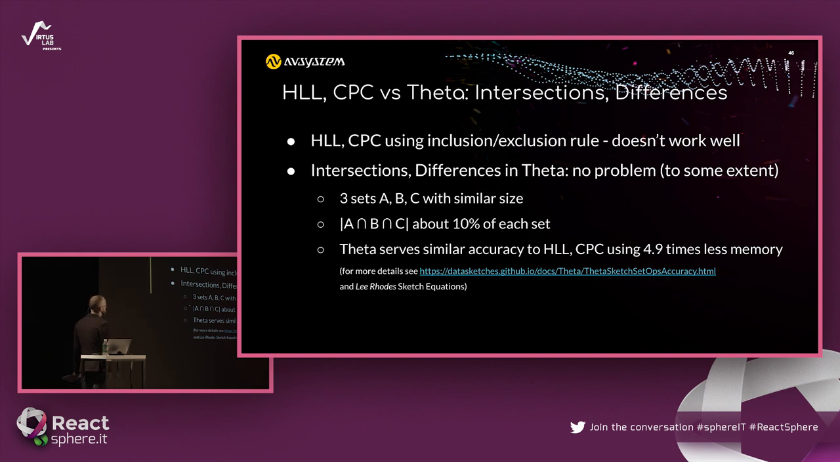For example, if you have three sets A, B, C with similar size, and the size of their intersection is about 10% of each set, then Theta serves similar accuracy to HLL or CPC using 4.9 times less memory. But mathematical error bounds for Theta intersections and differences aren't very straightforward, so for more details, I refer to the DataSketches webpage and the Sketch Equations paper.